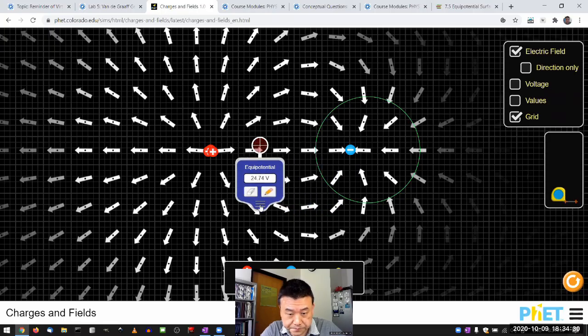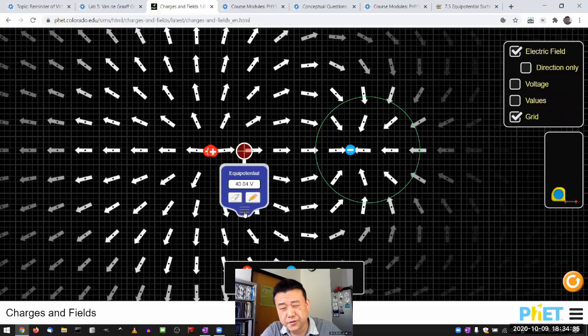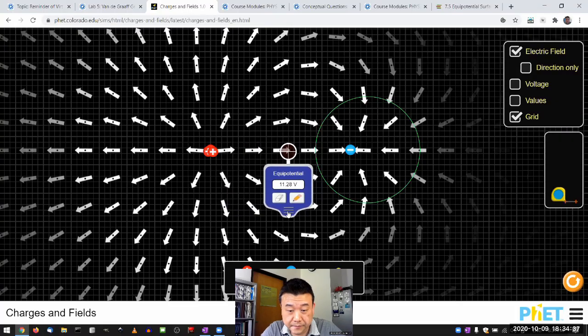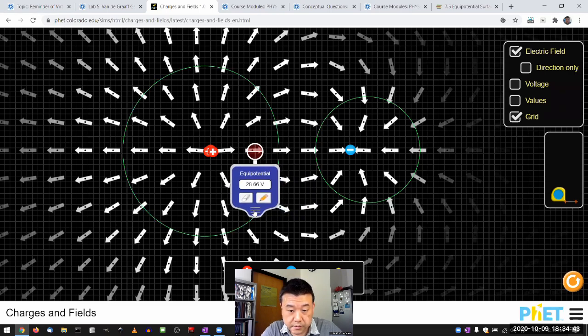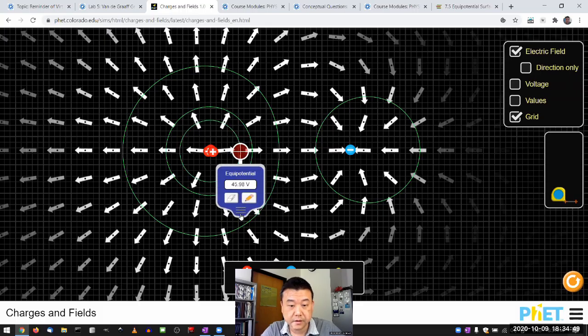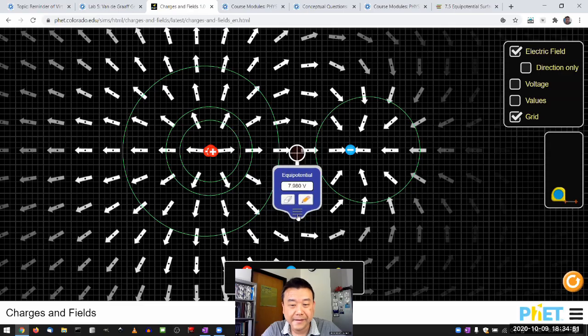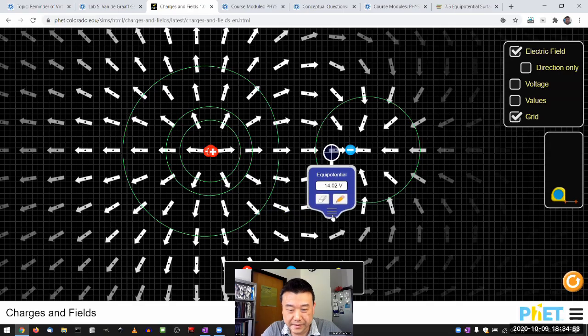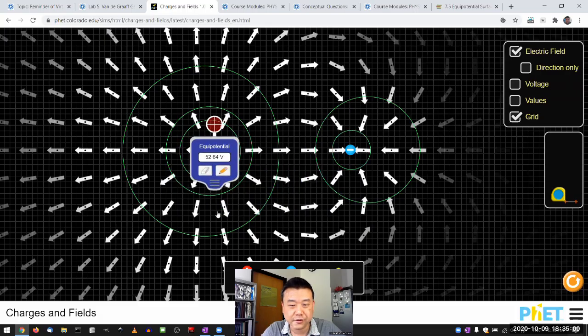Let me do it in spacings of 15. So here's 15 volts, 30 volts, and 45 volts. Because the spacing is so large, it's missing some of the features. It's just looking like circles around the charge.